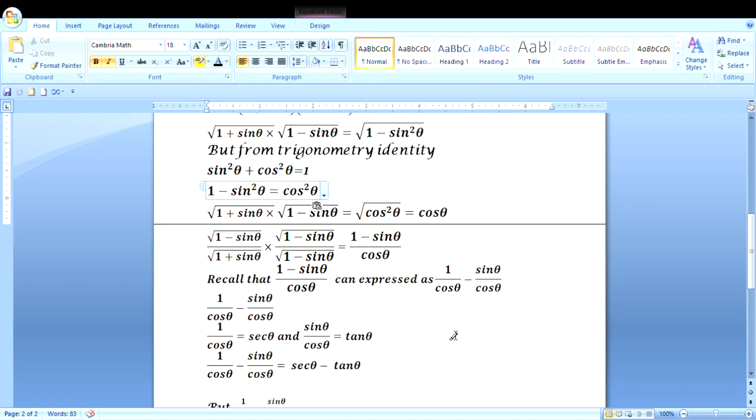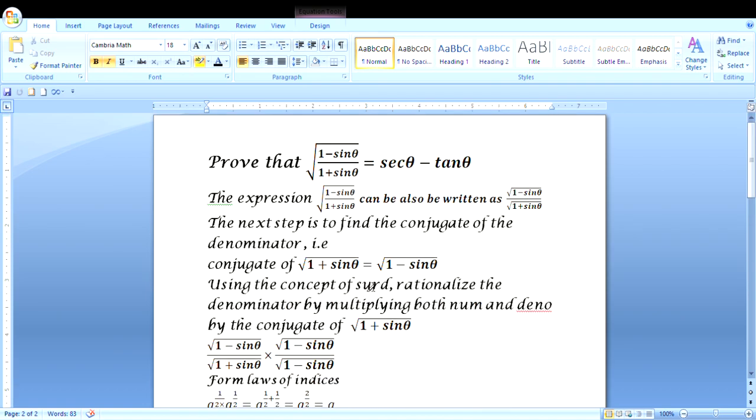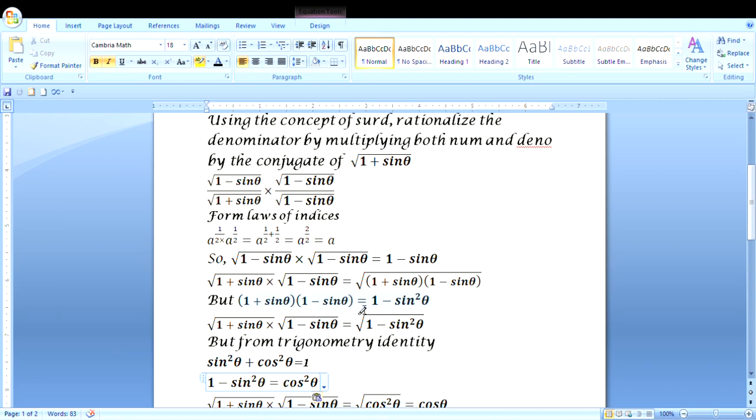Here we can see clearly that 1 over cos theta is sec theta, and sine theta over cos theta is tan theta. So we can see that the whole expression is equivalent to sec theta minus tan theta. That is what we were asked to show here. So you can see that it is accurately correct.